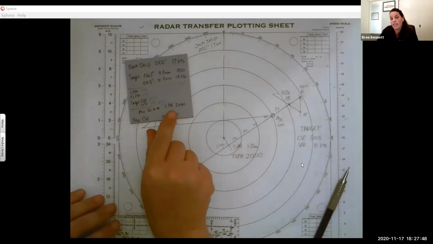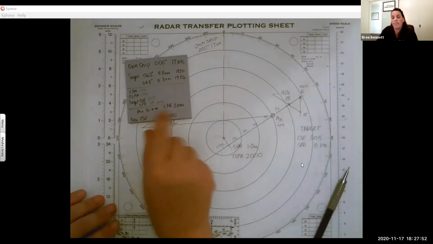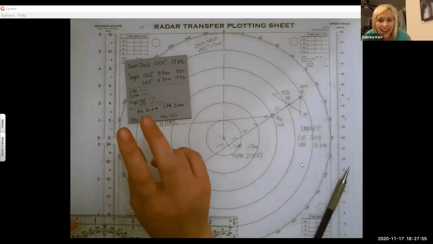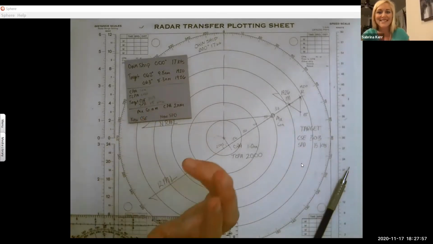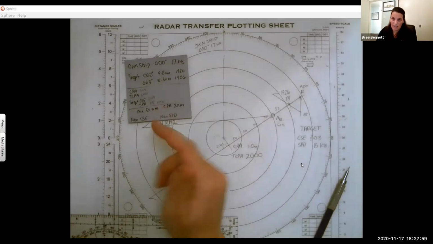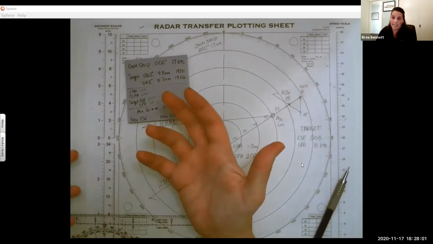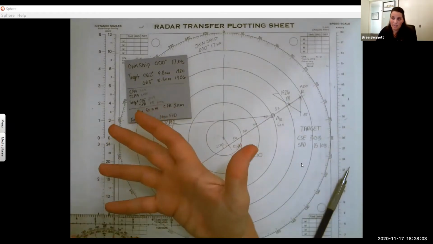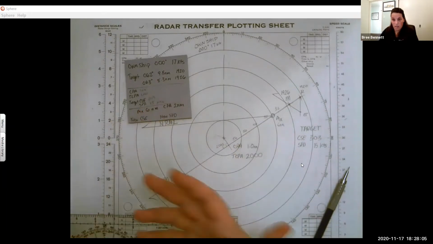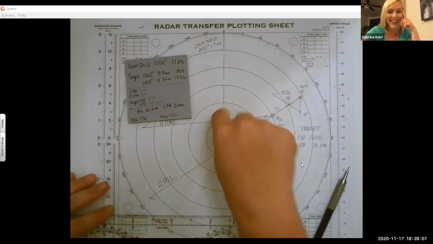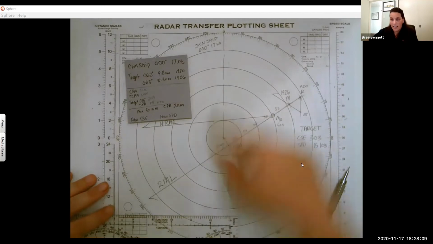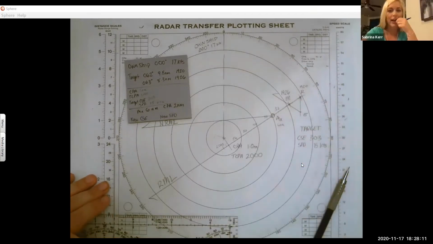It depends if they give us a 3 mile CPA, or it depends on the information they give us. Most of the time it's going to be a 2 mile CPA, but we're going to come across some that are 3 mile CPAs. So if it's a 3 mile CPA, you have to draw in that 3 mile arc and then put your line to it.